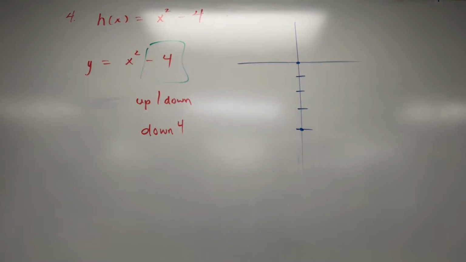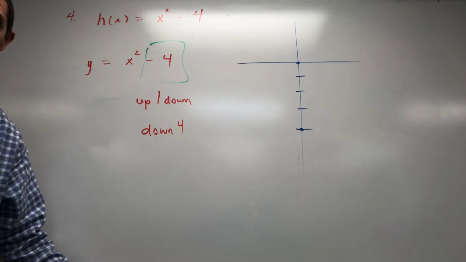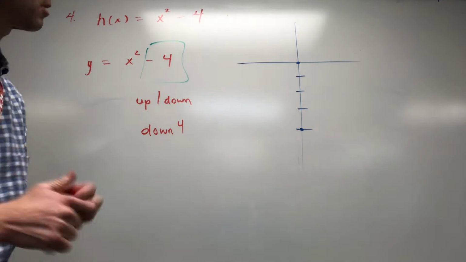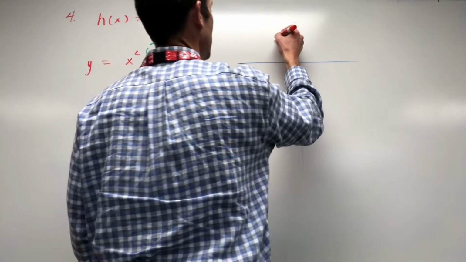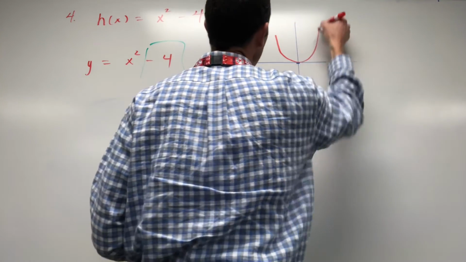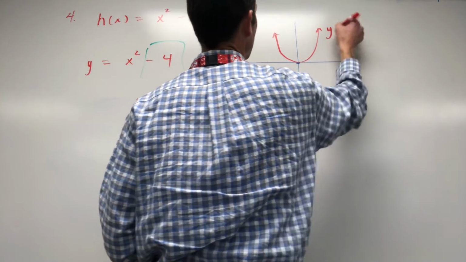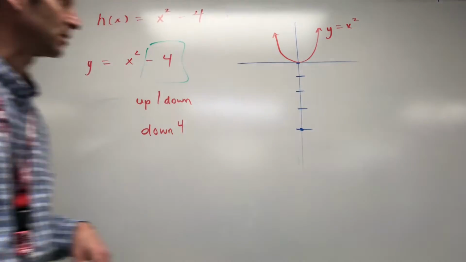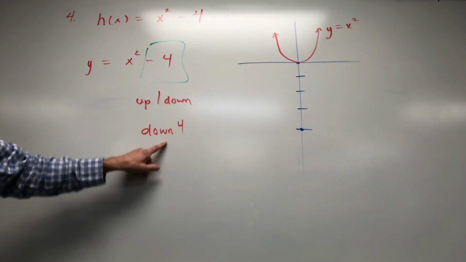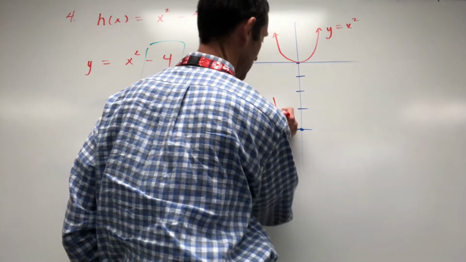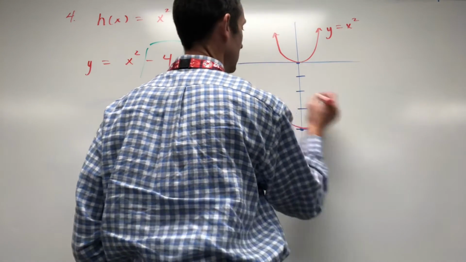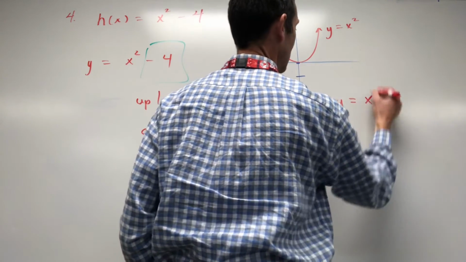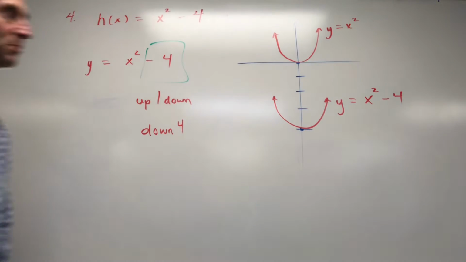So we're doing quadratics still. Quadratics squared definitely means parabola. Let's throw a parabola on there. So there's my parent function. This function is down 4 from that. And I got it labeled.